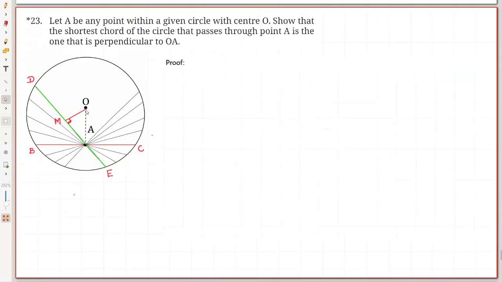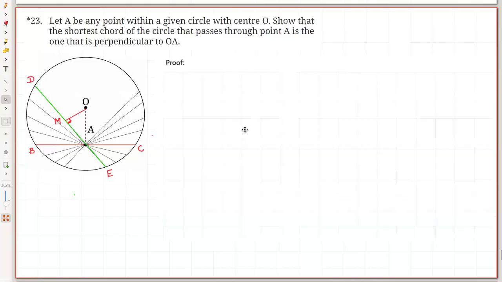We can just see here, comparing OA and OM, OA is longer. The distance from the center is longer, therefore BC is shorter. Here OM is shorter, therefore DE is greater. Hope you can understand. If the distance is shorter, the chord will be longer. If it's a longer distance, the chord is shorter. So you can easily prove it, right? OA is the longer distance, therefore BC is the shortest chord.